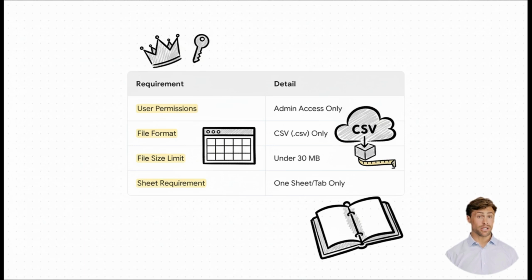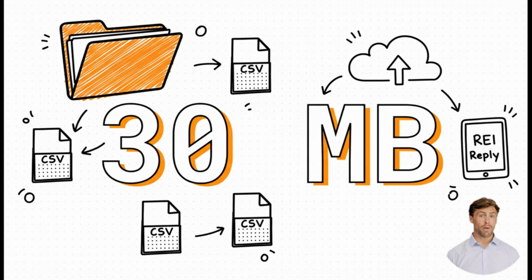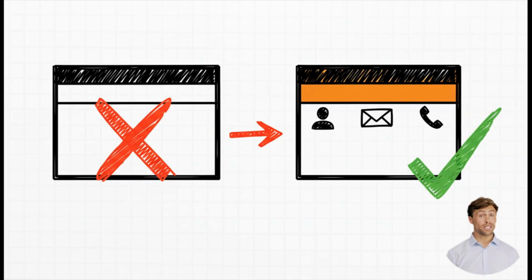Why? Because the system is built to only read that very first tab. Anything on other sheets just gets ignored. Now, you might see that 30 megabyte limit and think, oh no, my list is huge. Don't worry. The solution is incredibly easy. All you have to do is split that big file into a couple of smaller CSVs, and then just upload them one after the other. Simple as that.